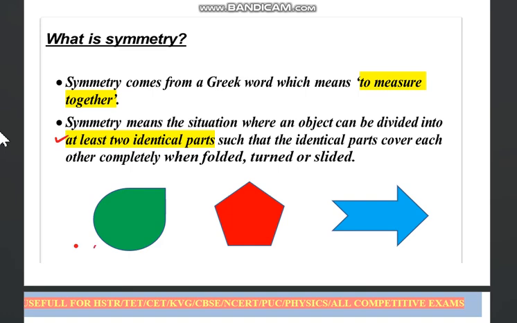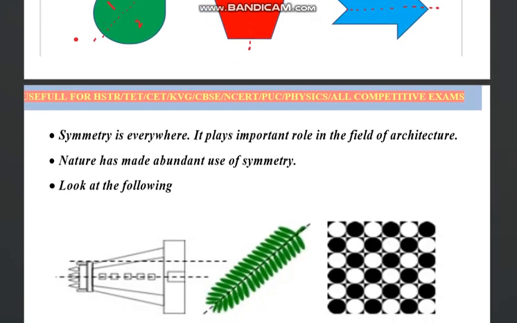So in this example, if I draw a line like this, using a scale, it will divide the figure into exactly two parts. When I fold this, one part covers exactly the other part. Similarly here, I have a line of symmetry. Similarly in this figure, I can fold, then I will get two exact parts. So that is what we call symmetry.